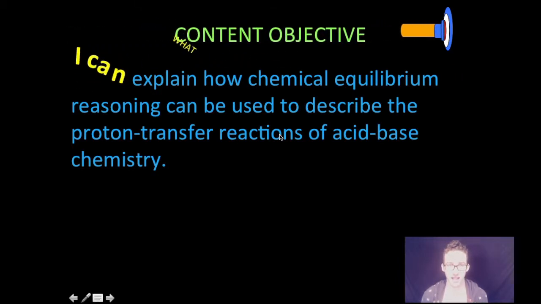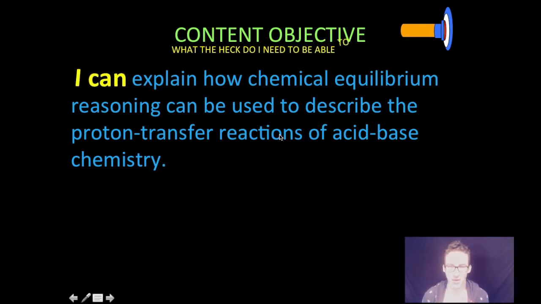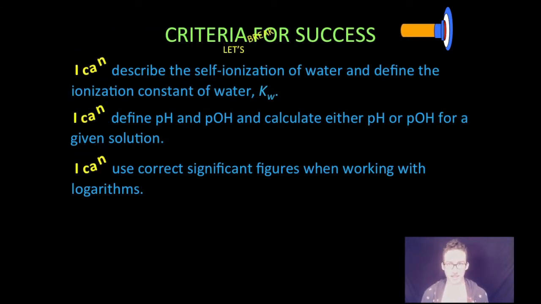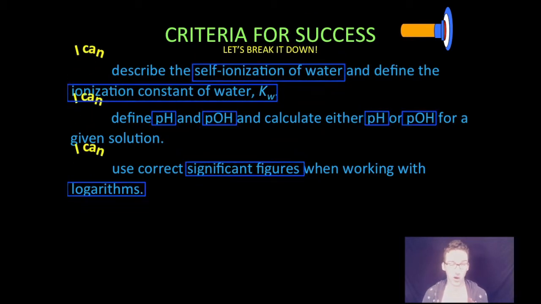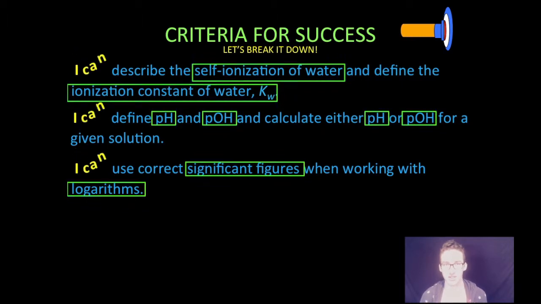Mr. Boylan here. As we take a look at our content objective for the day, we're going to look at how chemical equilibrium can be used to describe the proton transfer reactions of acid-base chemistry. Specifically, as we break that down for today, we're going to describe what's called the self-ionization of water and define the ionization constant of water, also known as Kw.